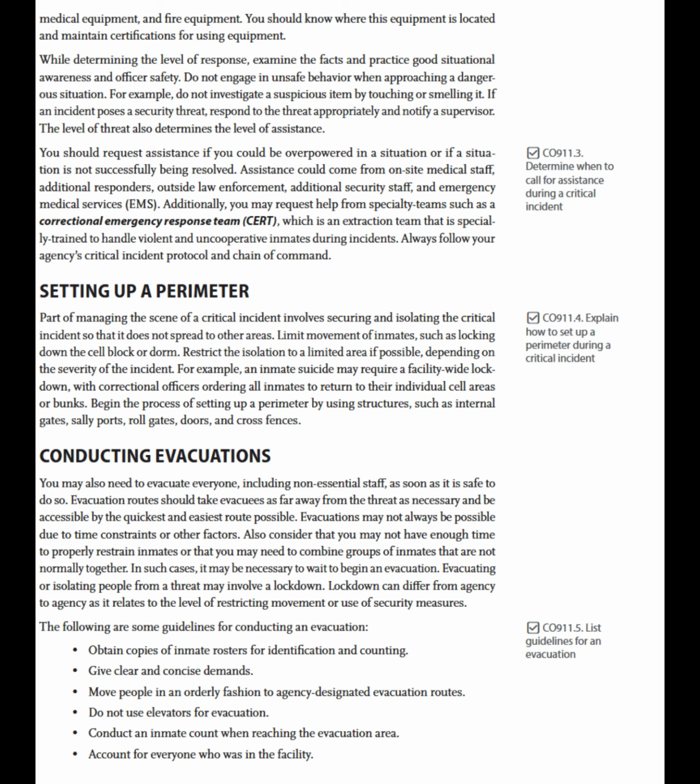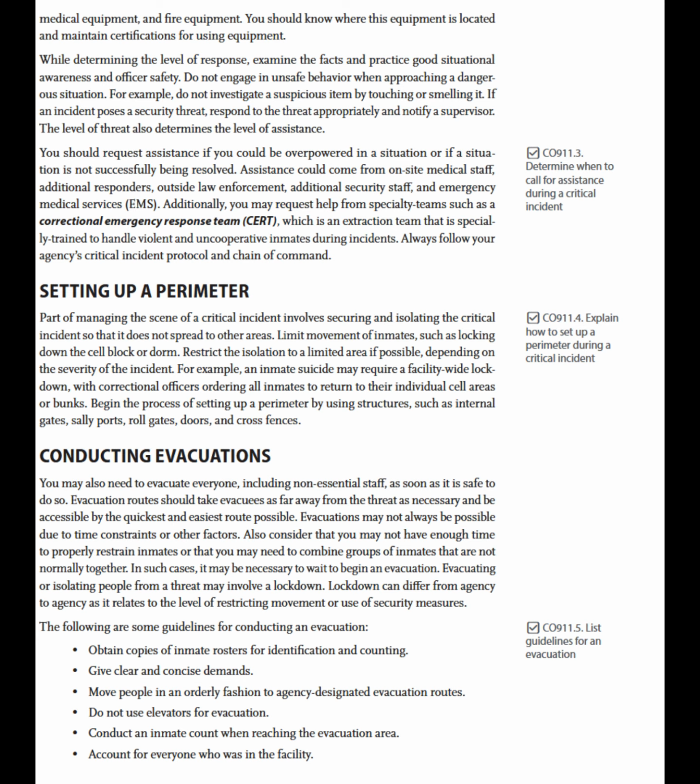Setting up a perimeter. Explain how to set up a perimeter during a critical incident. Part of managing the scene of a critical incident involves securing and isolating the critical incident so that it does not spread to other areas. Limit movement of inmates, such as locking down the cell block or dorm. Restrict the isolation to a limited area if possible, depending on the severity of the incident.